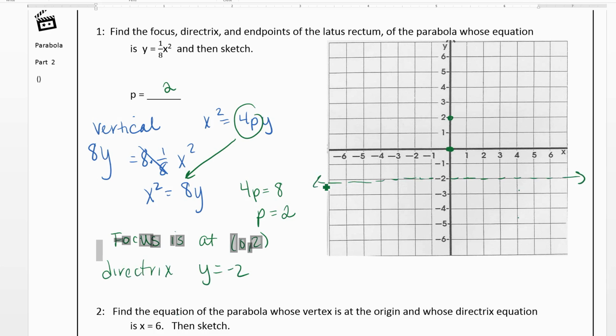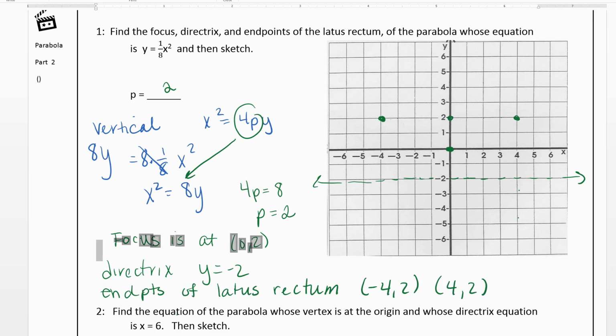Now, to get the endpoints of the latus rectum, you go 2p. So you multiply p by 2. And here we're going to go left and right from our focus. So we'd get 4. So we're going to go right 4 and left 4. So the endpoints of the latus rectum here are at (-4, 2) and at (4, 2). Okay, and then we can connect those to draw our parabola.